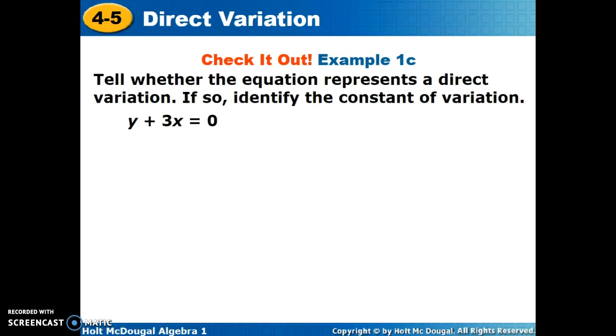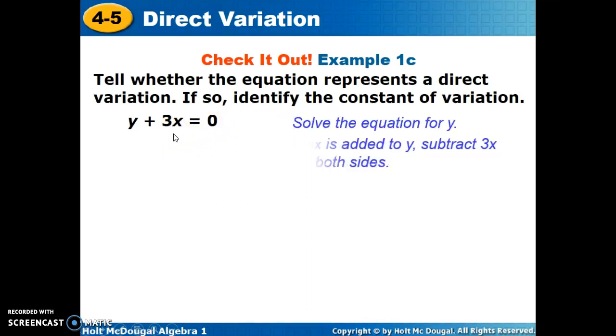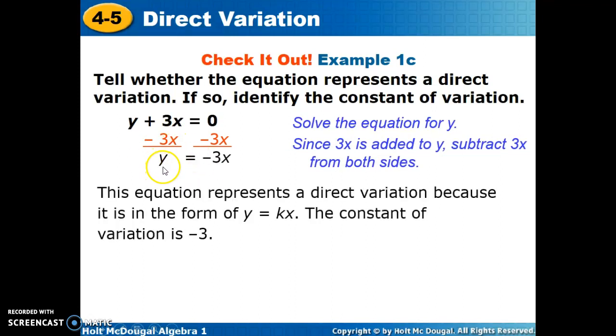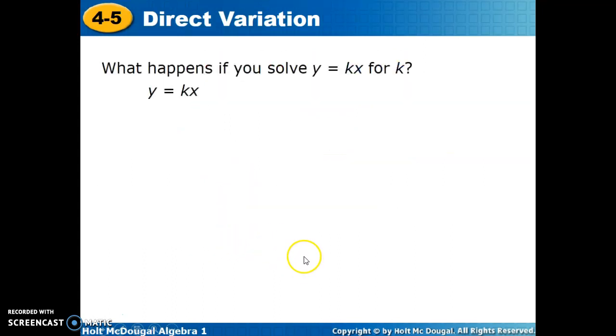Let's try Check It Out 1c. Now I'll give you the shortcut. If I see 2 terms and no other term other than 0, we have direct variation. In this one, we're simply going to subtract 3x from both sides, getting our equation y equals negative 3x. This is direct variation, and our constant is negative 3.